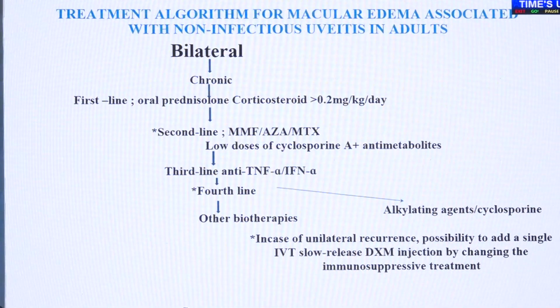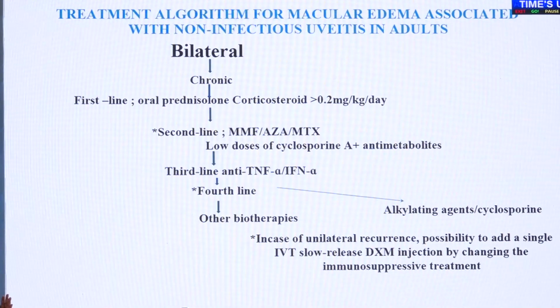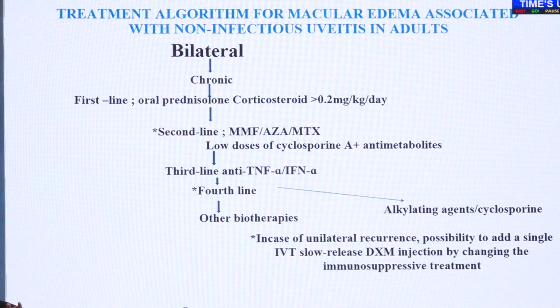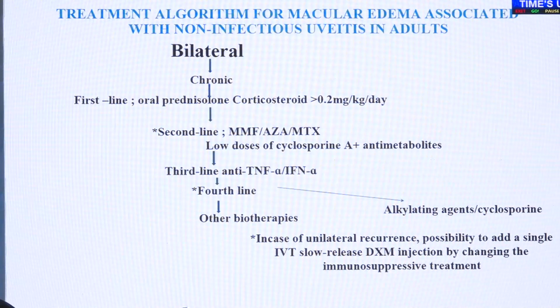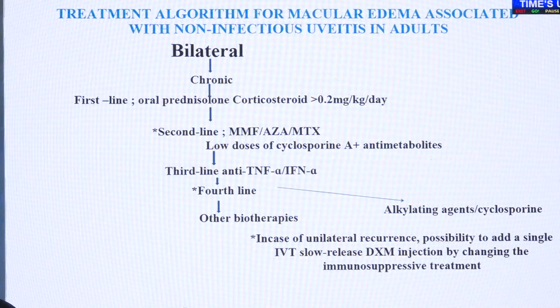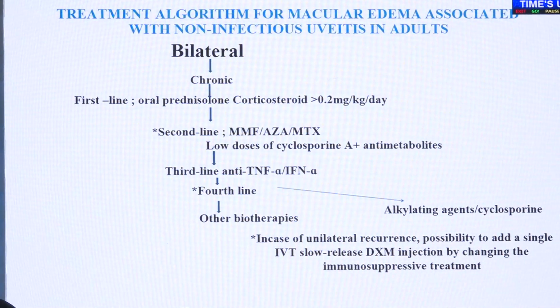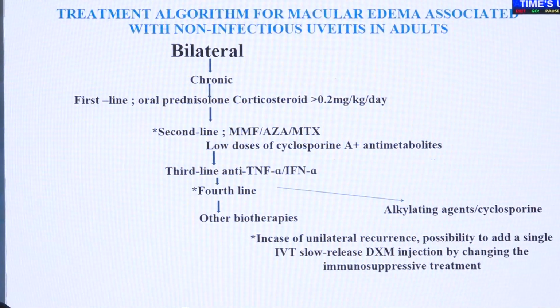If it's infectious, in addition to antimicrobial and anti-inflammatory therapy, we can control the edema. Whereas in non-infectious uveitis, it is chronic. First line will be the corticosteroid therapy. If the patient is not responding, second line we can use immunosuppressive therapy. Either it could be methotrexate, azathioprine, MMF or cyclosporine. If they're not responding, then anti-TNF agents.